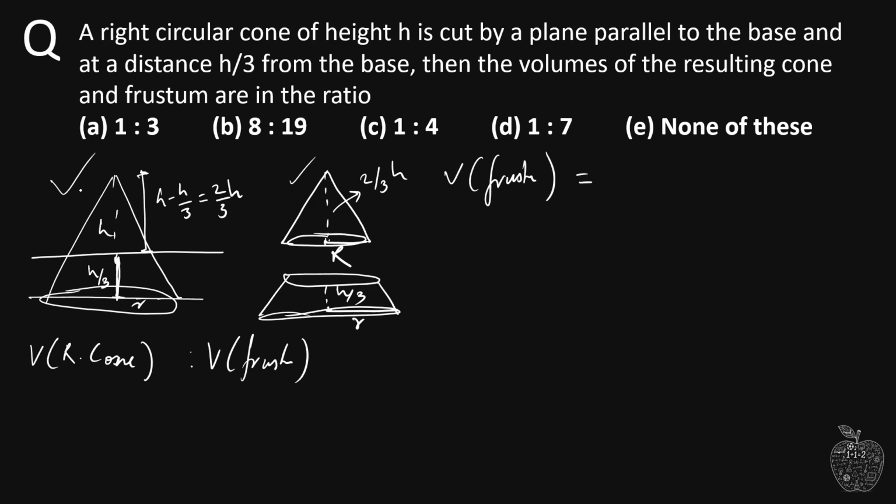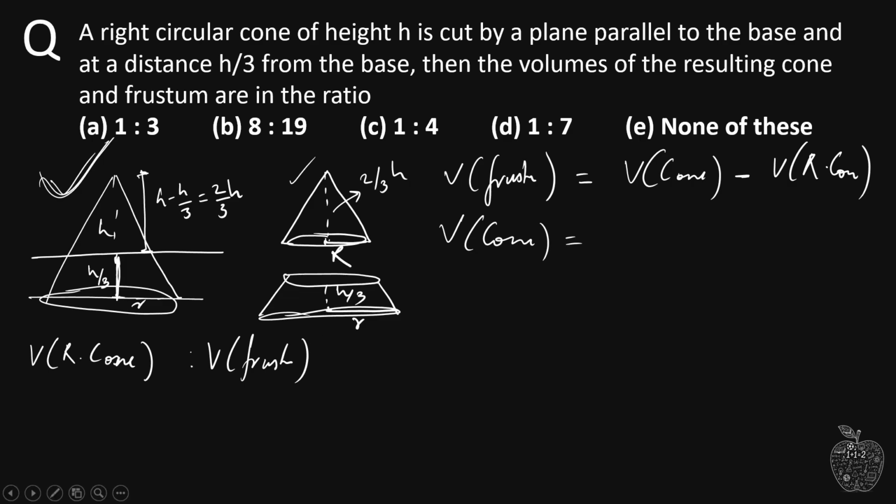So in order to get the volume of the frustum, we'll get the volume of this bigger cone, get the volume of this cone, and subtract the volume of the resulting cone from the volume of the bigger cone. After that we'll get the volume of this frustum. So this much is clear. First of all, let's find out the volume of the cone here. Let's recall the formula to calculate the volume of the cone. It is 1 by 3 pi r square h. Here r is r only and h is this whole thing. So this is the formula for volume of cone.